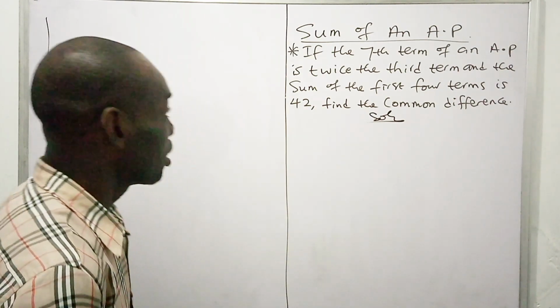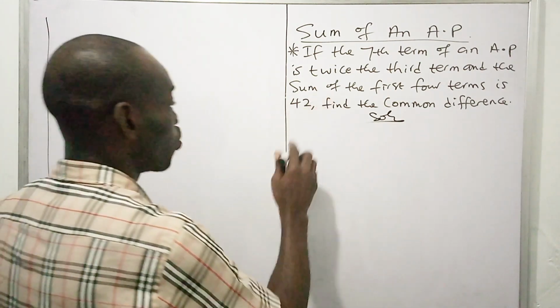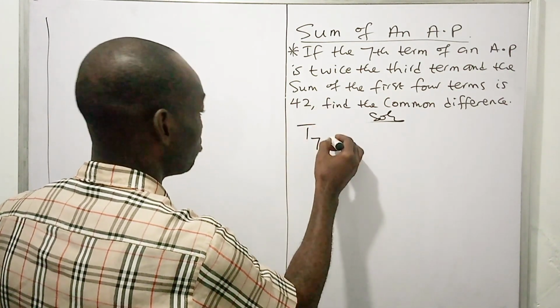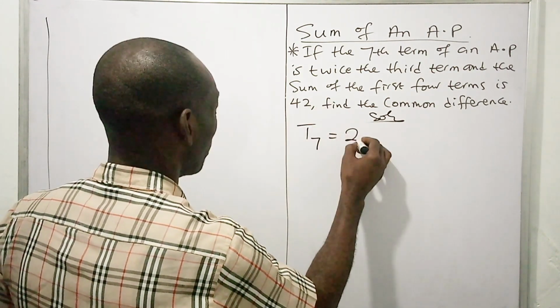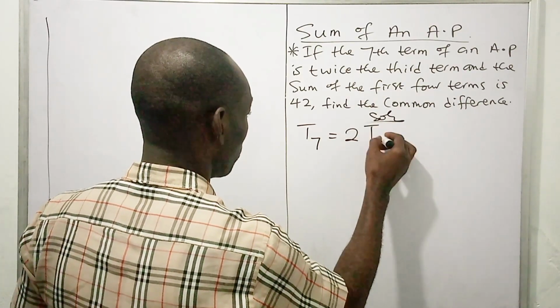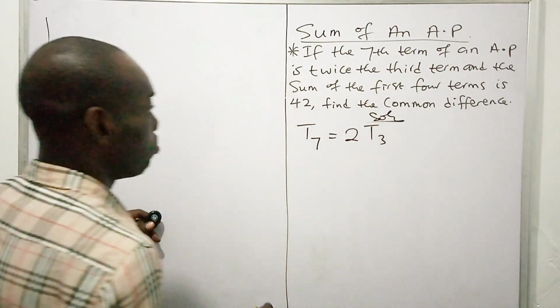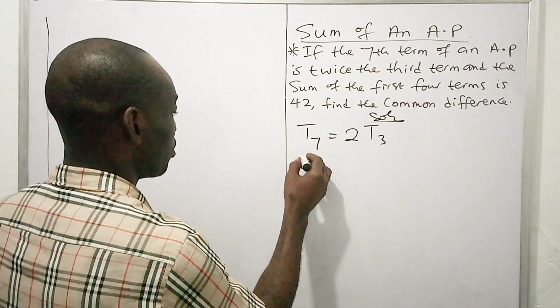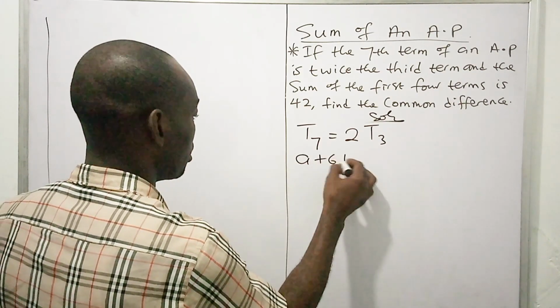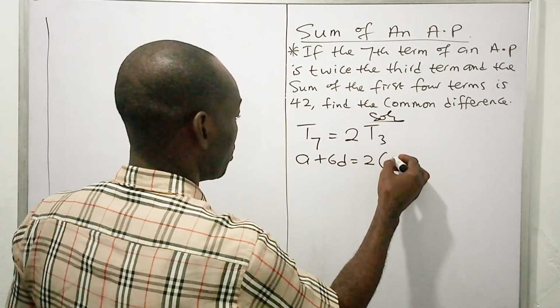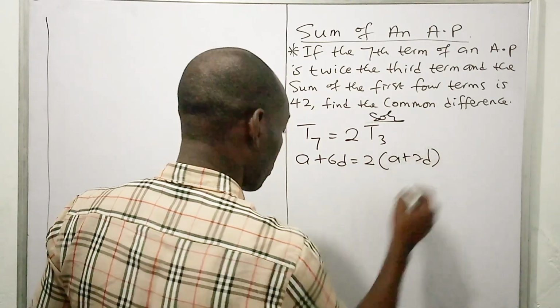So let's proceed. Now they said the seventh term of an AP is twice the third term, which is T3. Now bringing this into the expression, T7 is A plus 6D, and T3 is A plus 2D.